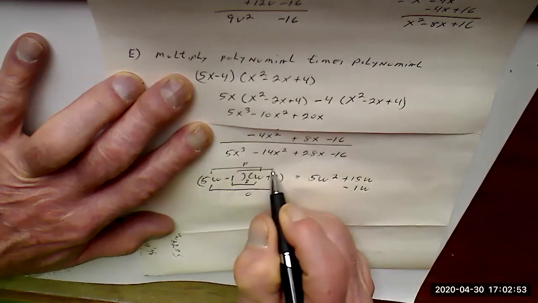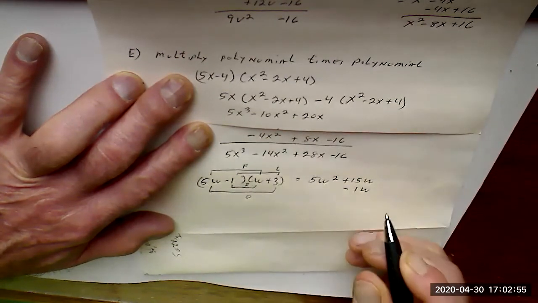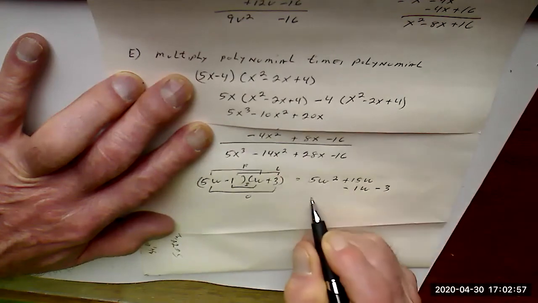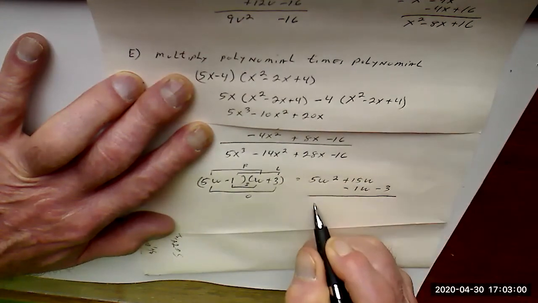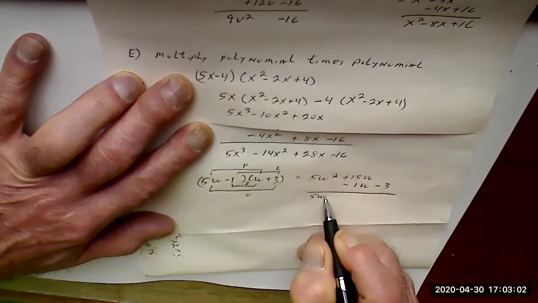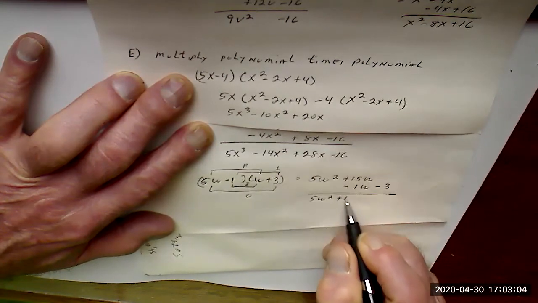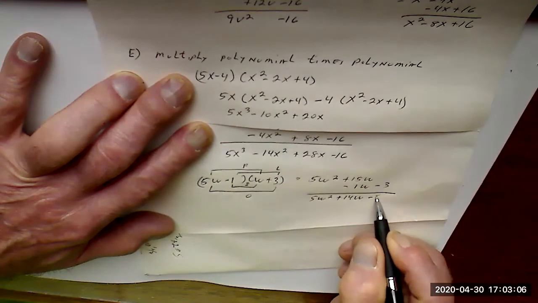And finally, multiplying the last terms, we get minus 3. When we total like terms, we get 5w squared plus 14w minus 3.